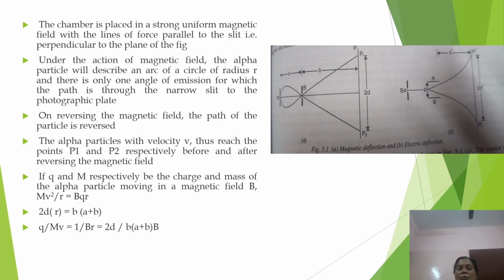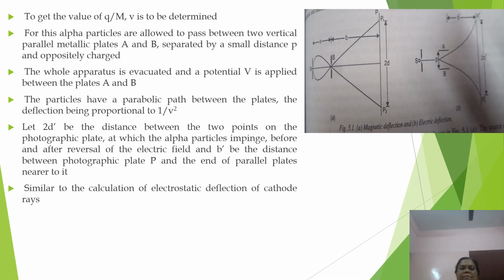field. If q and m are the charge and the mass of the alpha particle moving in the magnetic field B, then 2dr should be equal to b into (a plus b), from which we can find the ratio q by mB. So to get the value of q by m, B has to be determined.